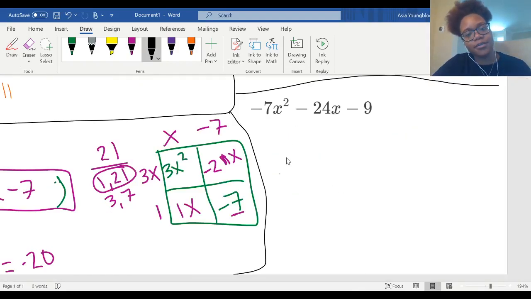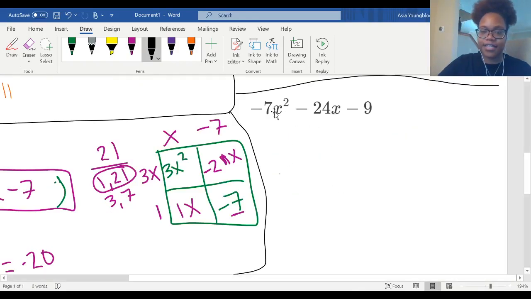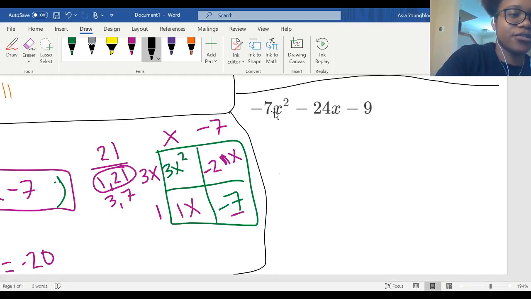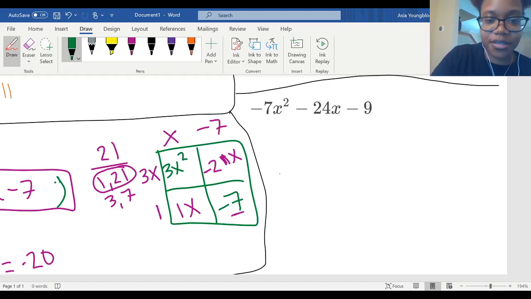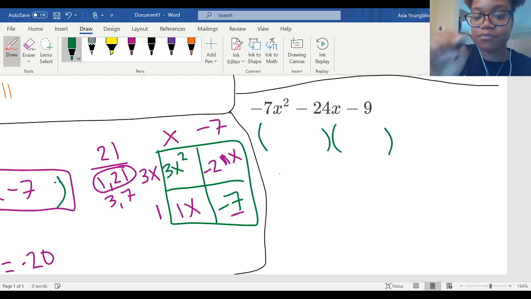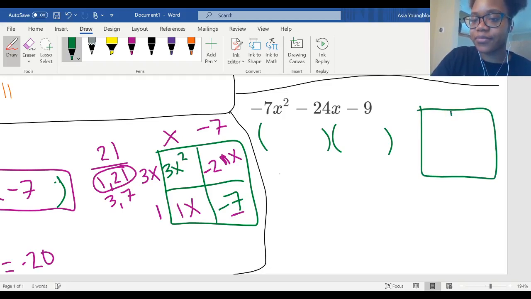For our next problem in the set, we are given this expression, negative 7x squared minus 24x minus 9. When solving or simplifying this expression, we just have to be very careful and make sure that we are being consistent with our signs. So we're going to start by drawing our box. In the upper left, we're going to have negative 7x squared. Bottom right will be negative 9.